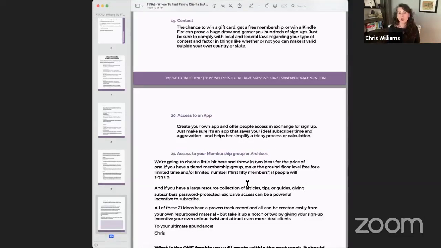And then 21 is access to a membership group or archive. If you have a group going already, maybe a paid group, one of the things that I've seen work really well is just inviting somebody to come in. Maybe you have a day where you invite people who are not yet part of the group to come in and experience the group. Or maybe you have a set of archived materials that you want to give them temporary access to. That's something that you can do as well.